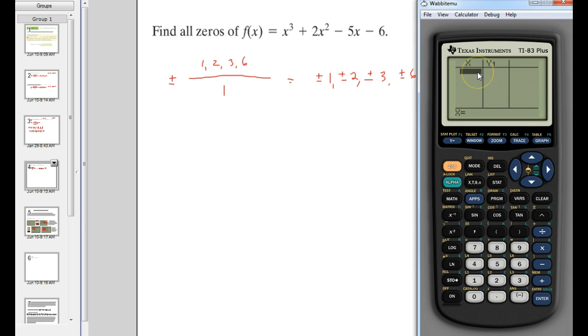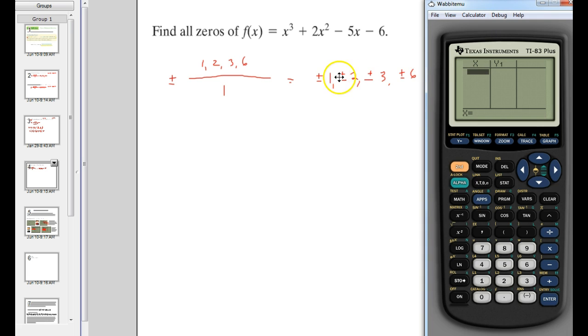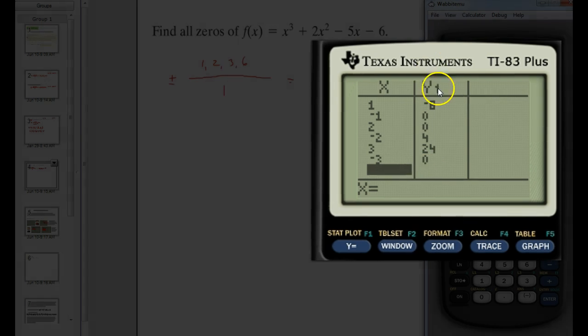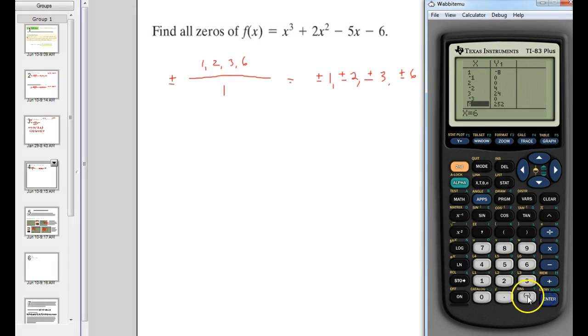Alright, now you see it's completely blank. It's waiting for us to put numbers in. We're going to put in plus or minus 1, 2, 3, and 6. So we'll start off by putting in 1, and then negative 1. Alright, and then we get a 0. Whenever you see a 0 underneath y, that's a 0 of this polynomial. Okay, and now 2, there's another 0, negative 2. Alright, 3, negative 3. Alright, there's a third 0. Now I'm going to show you the other two. 6 and negative 6 don't work.